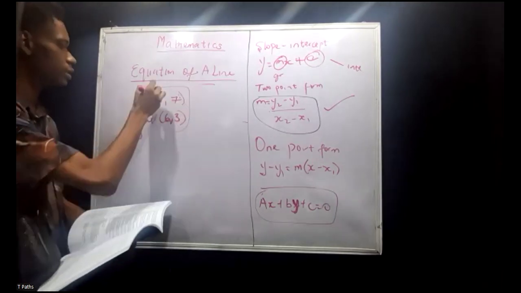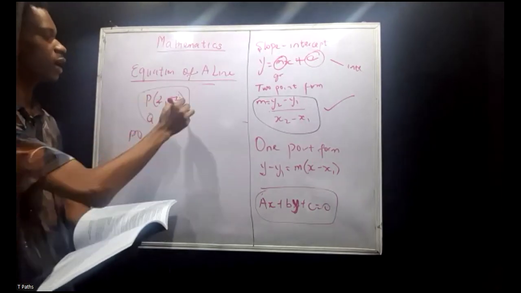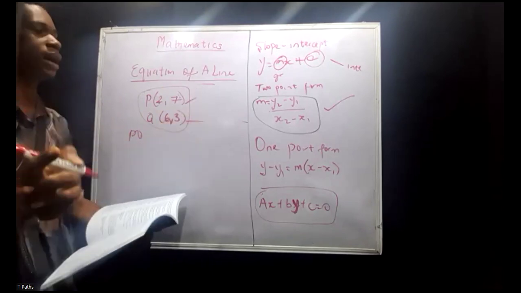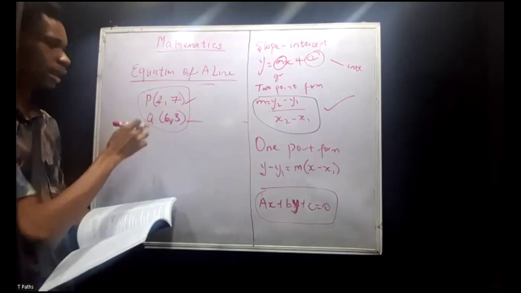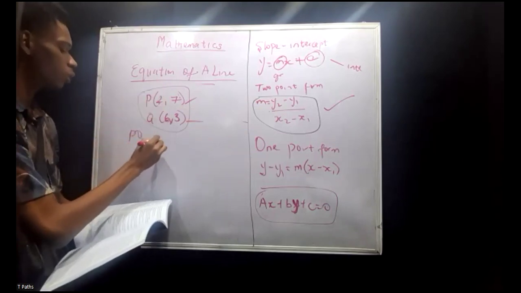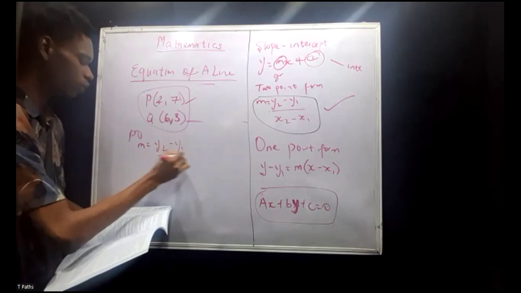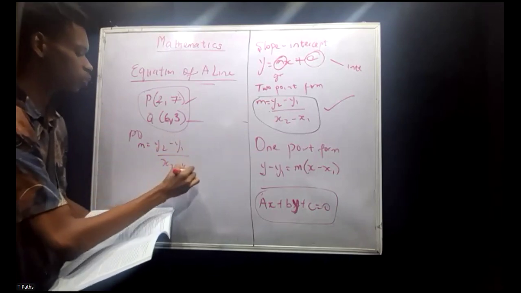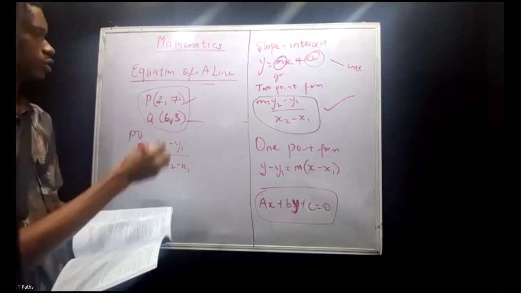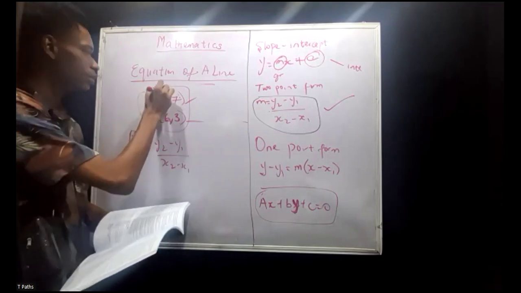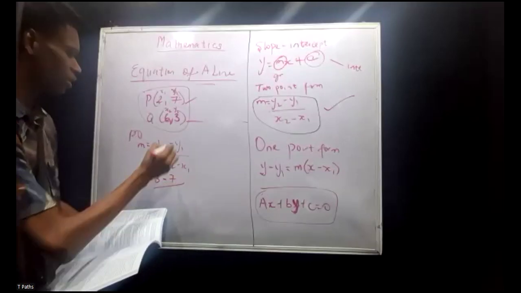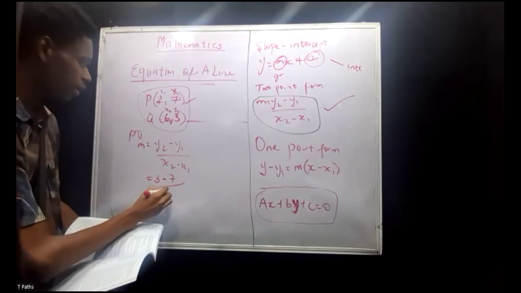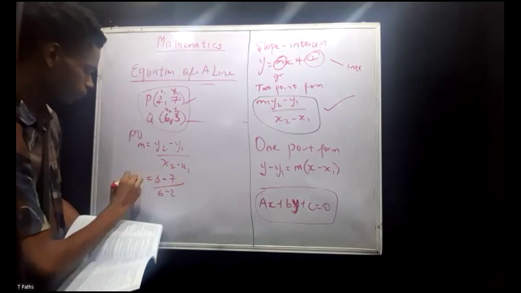Now this is the two-point form. Why? Because we have point 1 and point 2 of a particular line. So we are going to use the two-point form equation to find the gradient of the line. So m is equal to y2 minus y1 over x2 minus x1. So now we have to label this, x1, y1. Y2 is 3, minus 7, divided by what is x2? x2 is 6 minus x1, 2.